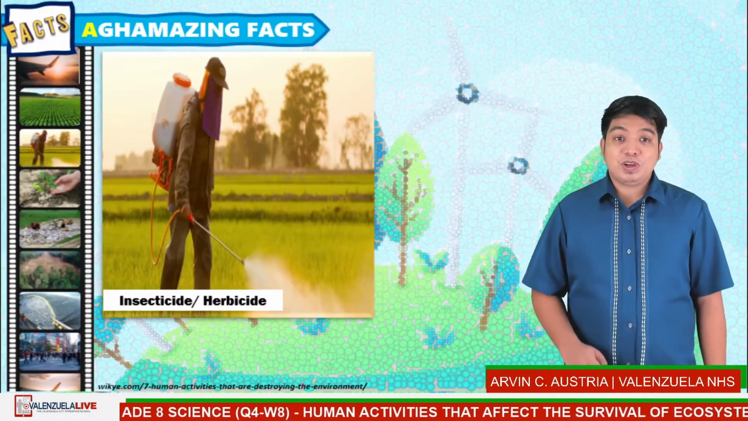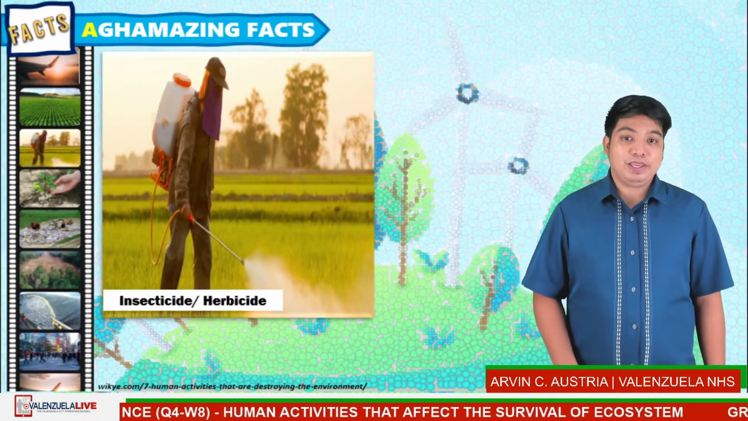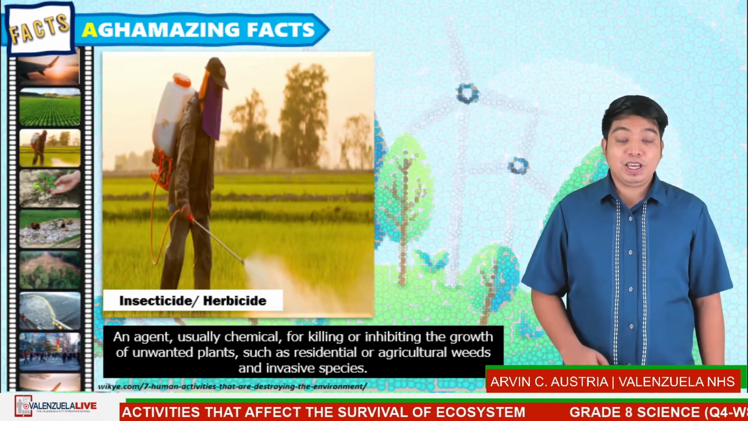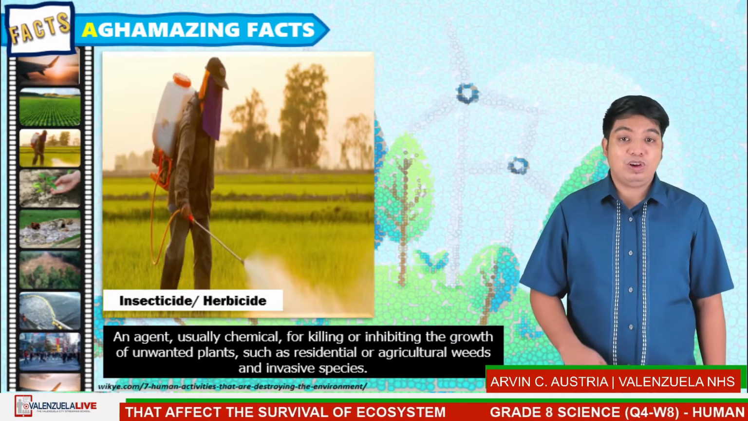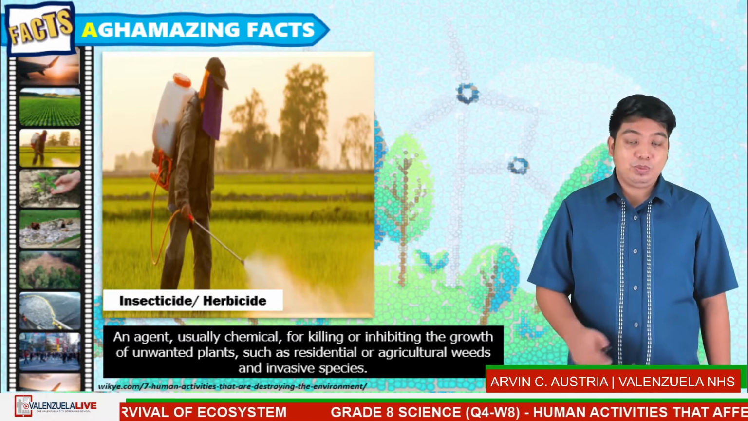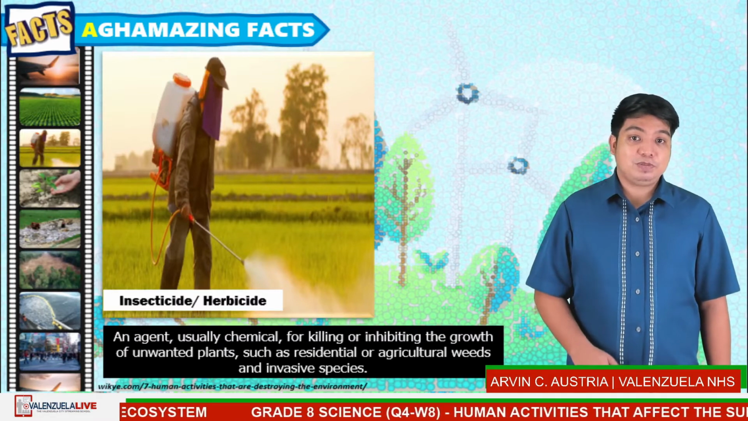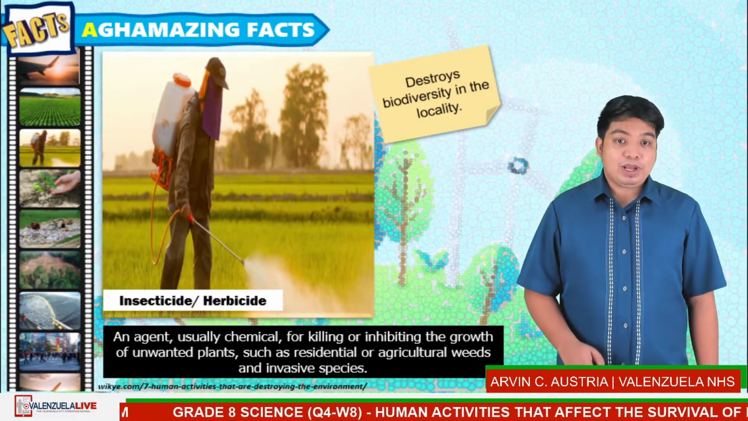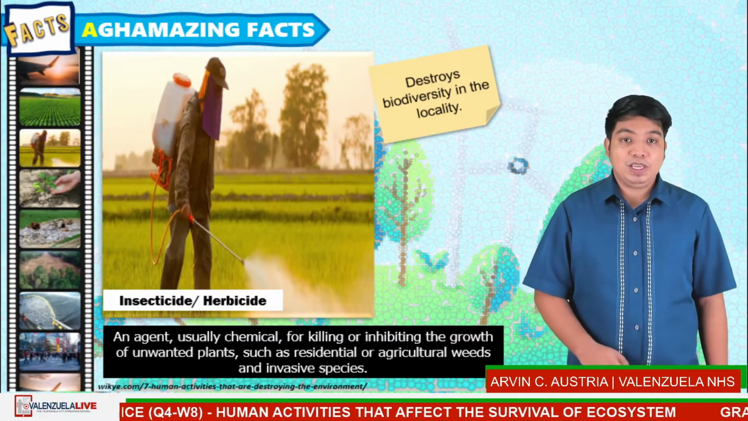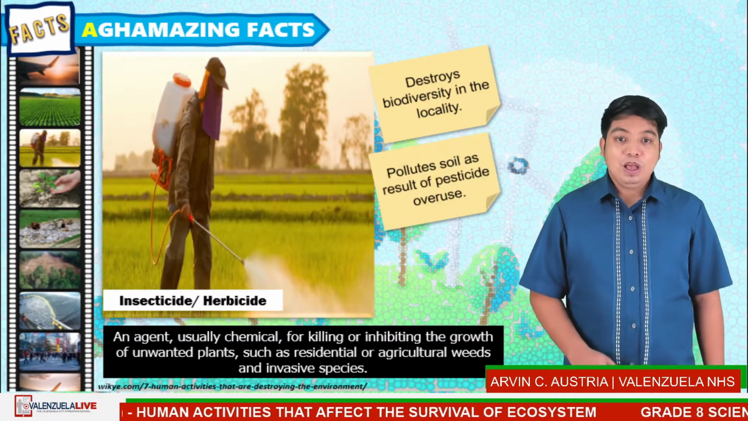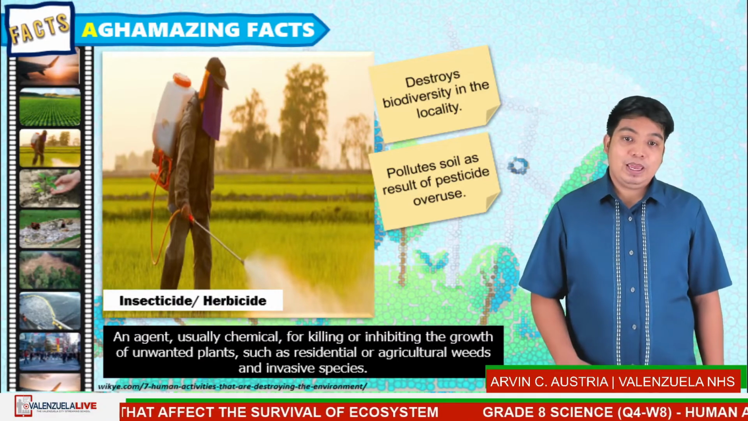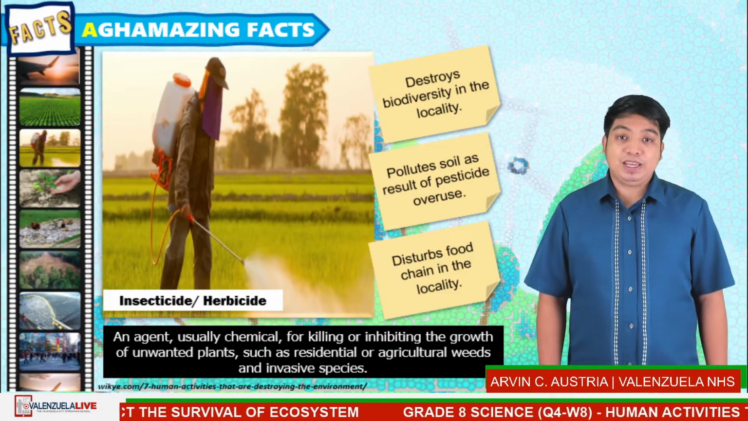Second is the use of insecticide or herbicide. This is the practice of adding chemical agents for killing and inhibiting the growth of unwanted plants, such as residential or agricultural weeds and invasive species. Its impacts on the ecosystem are the following. It destroys the biodiversity in the locality, pollutes the soil as a result of pesticide overuse, and it disturbs the food chain in the locality.